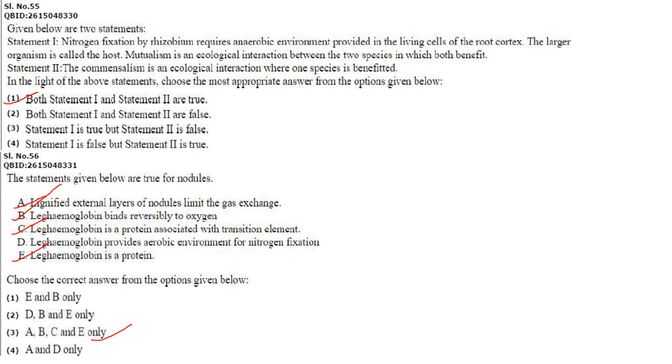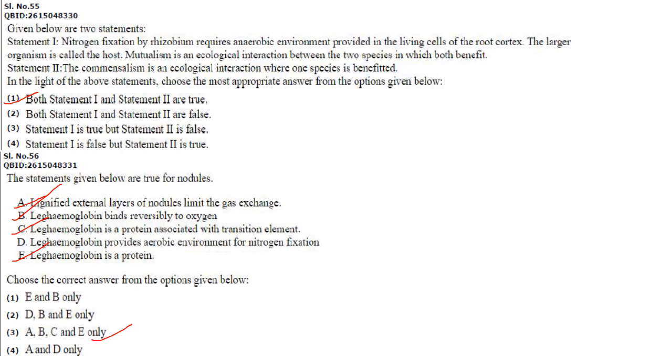The statements given below are true for nodules. Lignified external layers of nodules limit the gaseous exchange. That is correct. Leghemoglobin binds reversibly to oxygen. Yes.